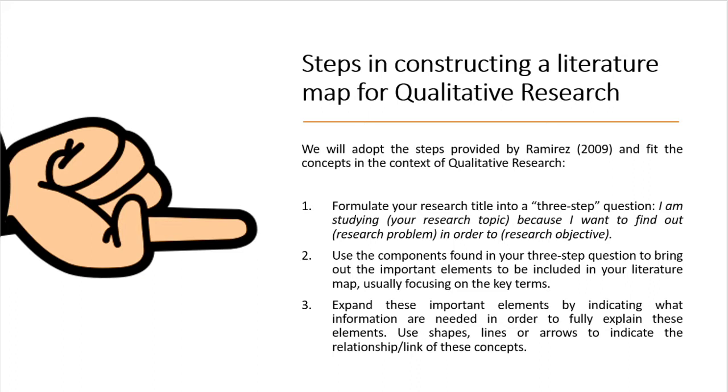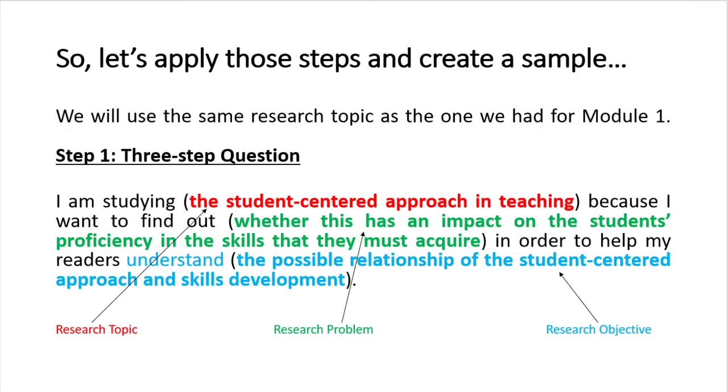Now, let's dig even deeper and look into the actual sample of the three-step process. So for step one, which is the formulation of the three-step question, this one is a sample. We'll be using the same study, the one we used in module number 1. So, I am studying blank is the research topic. And the research topic for module 1 was the student-centered approach as applied in teaching. So, we will fill that in. I am studying the student-centered approach in teaching because I want to find out.